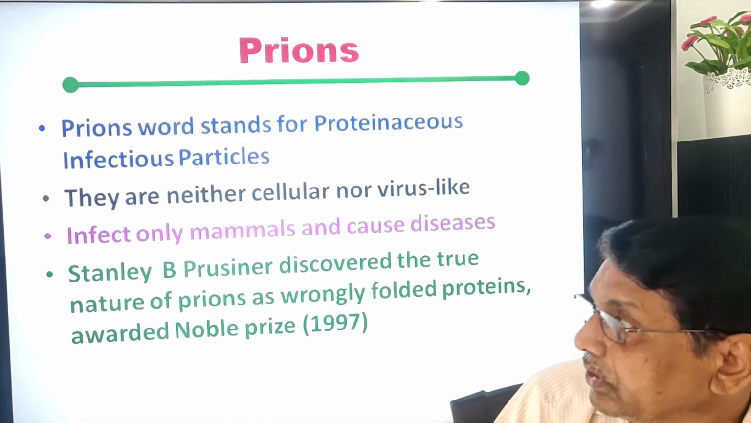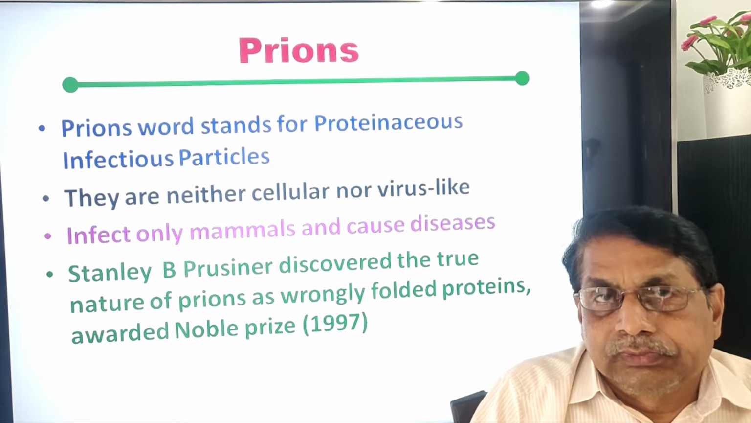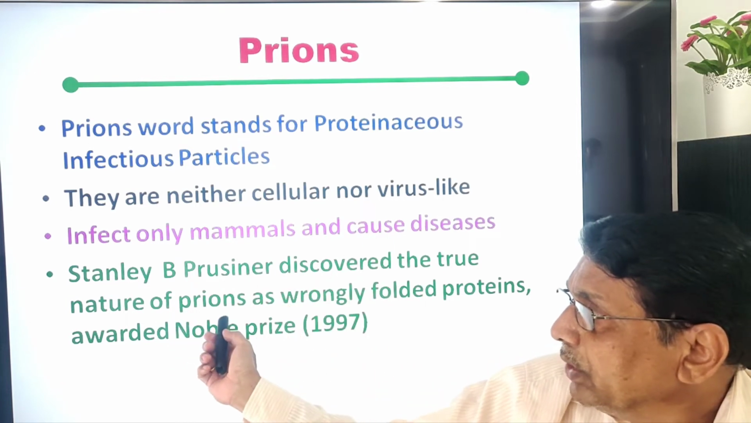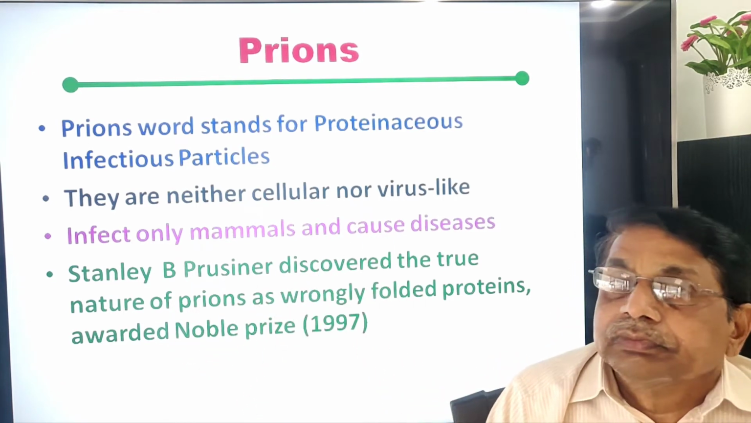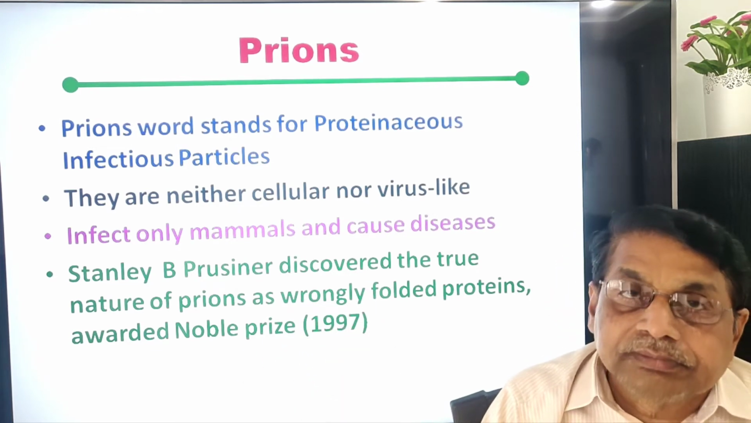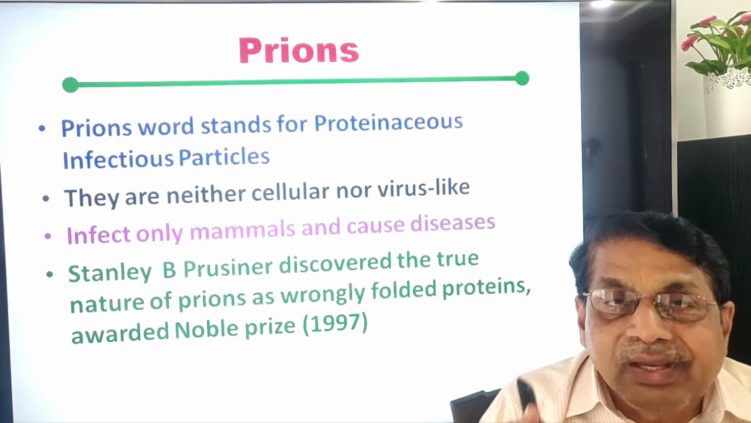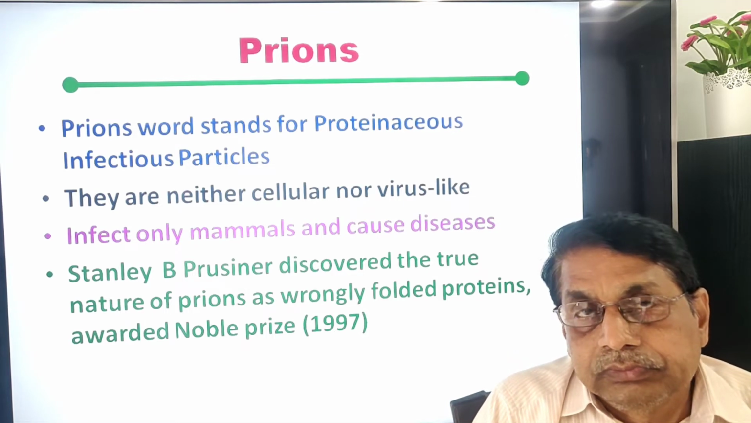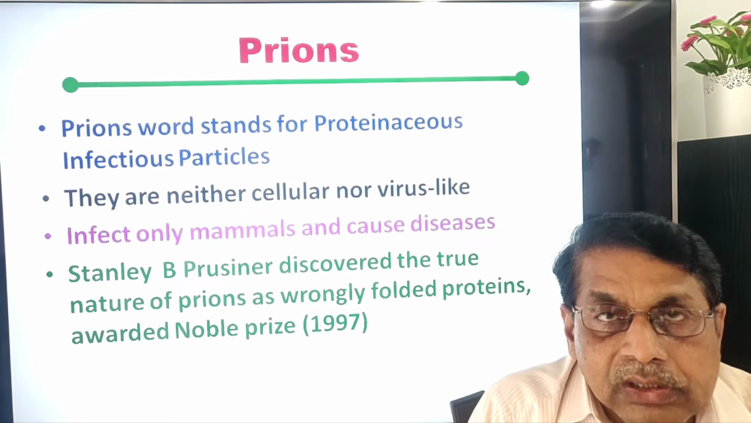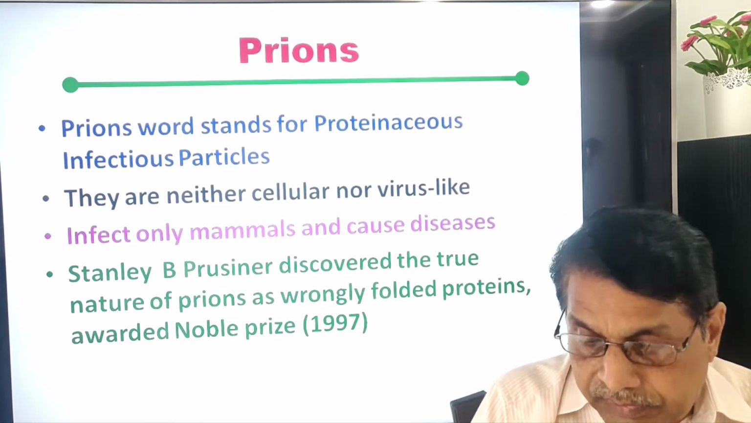And they cause diseases. A person who worked a lot on prions is Stanley B. Prusiner. He discovered the true nature of prions, for which he got the Nobel Prize in 1997. Proteinaceous infectious particles. Prions are proteins. Chemically, they are proteins. They are infectious. They cause disease. They are transmitted from one host to another, one individual to another.